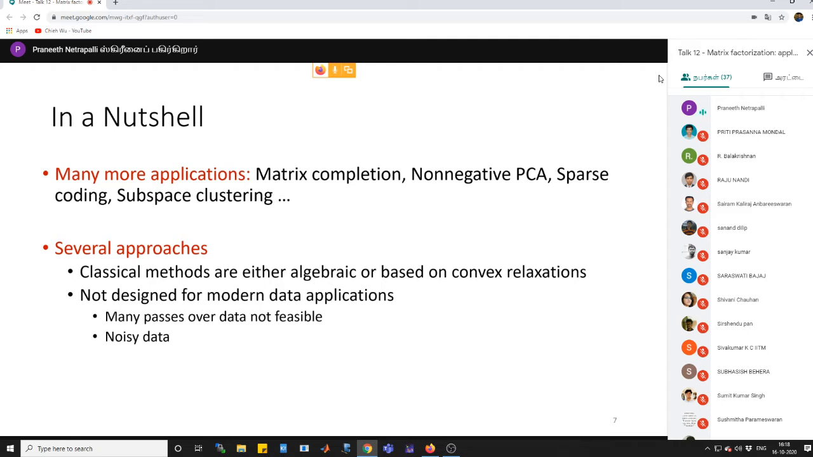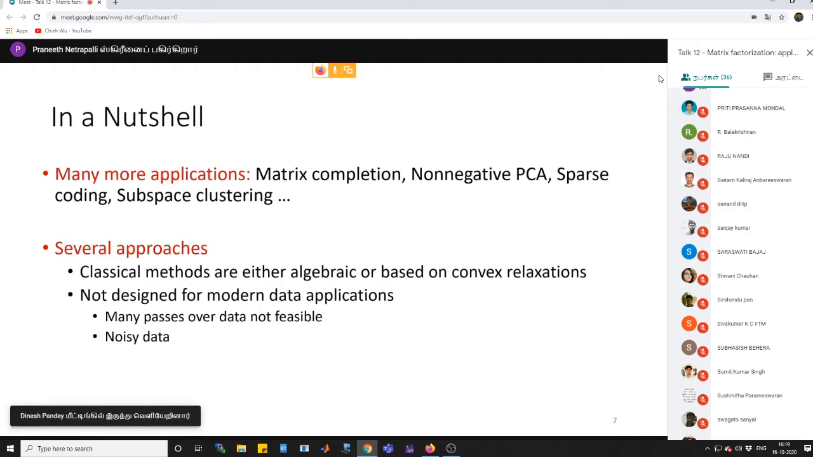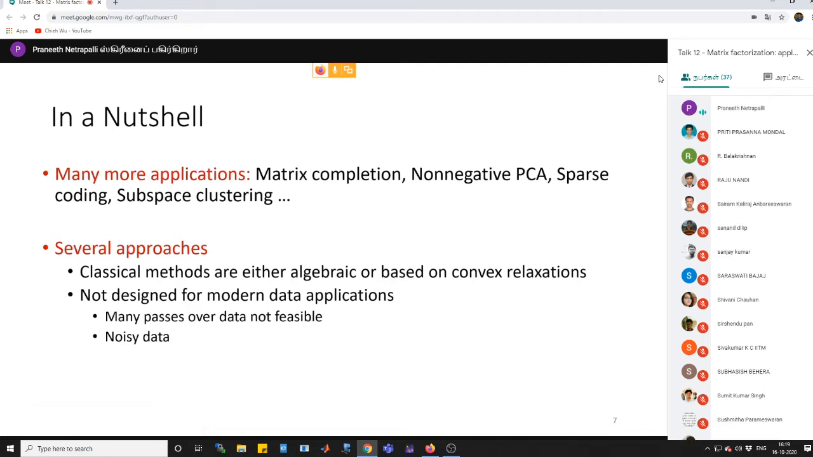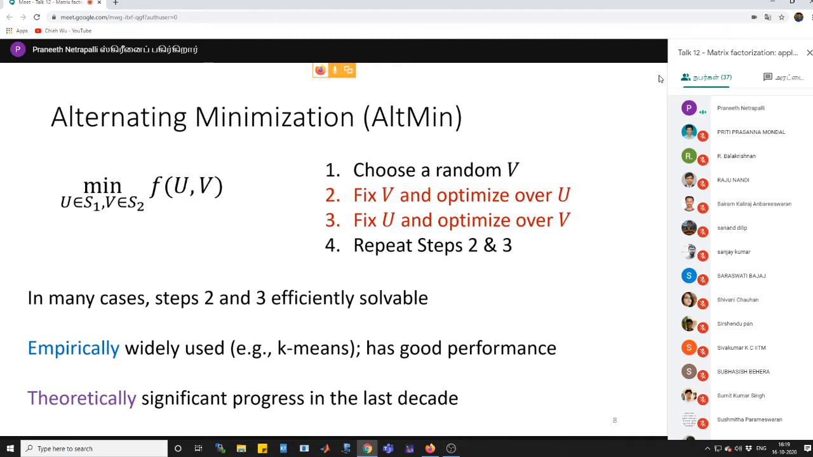Okay, and the second issue, especially with the algebraic methods, is that these algebraic methods only work when there is no noise, right? When there is some amount of noise, the algebraic methods are often not very noise tolerant, because they're based on solving equations exactly and so on. So the approach that we'll be talking about, and which has had a lot of practical usage, is this meta-level algorithm called alternating minimization. And the algorithm is as follows.